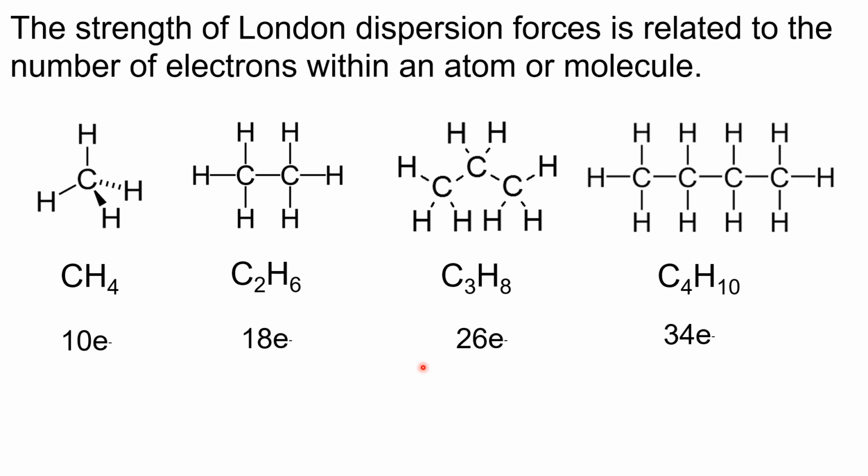The more electrons that are present in the molecule, the stronger the London dispersion forces between the molecules, therefore the higher the boiling point. So we can see that methane has the lowest boiling point, and the boiling points increase to -1 degrees by the time we reach butane.